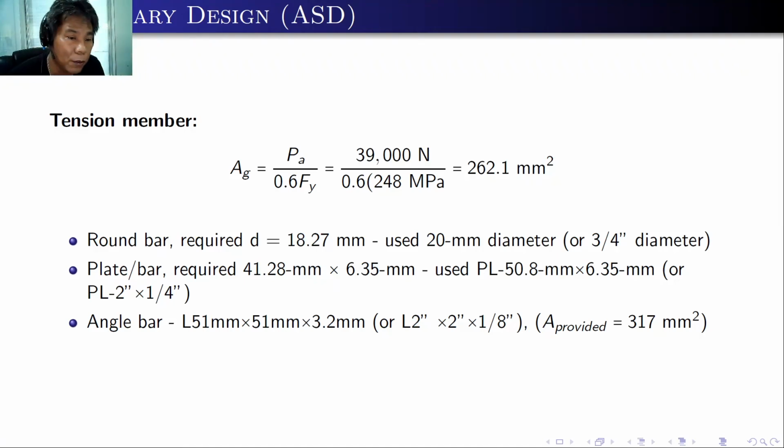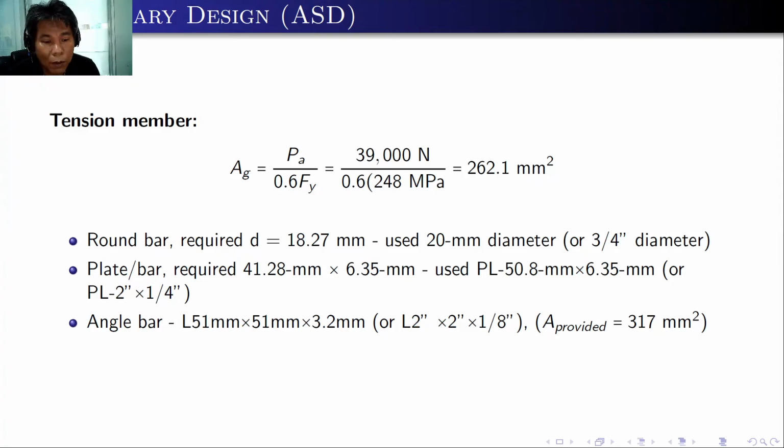Aside from that, you can also use plate or bar. It can be square or rectangular. So here we required a 1/4 inch thick plate, so it will give us 2 inches width, or 41.28 millimeter by 6.35 millimeter. But we don't use 41, so you can just use 45, or 2 inches, 50 mm, or 50.8 millimeter. This is 2 inches times 6.35 millimeter.